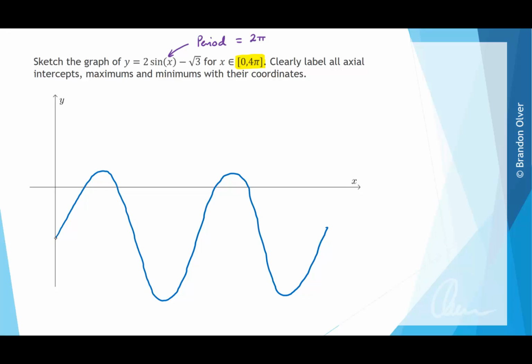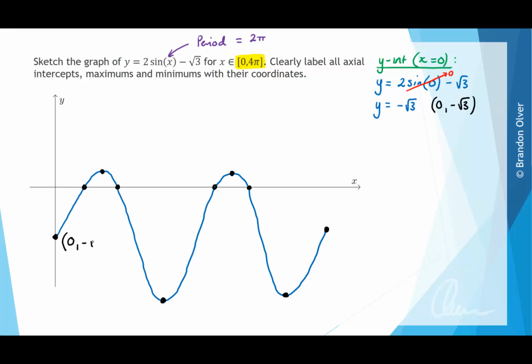And now our job is to go and find key features such as the y-intercept, the endpoint, the x-intercepts here, here, here, and here, as well as the maximums, which occur here and here, and the minimums, which are down the bottom of our graph. So we're going to start by finding the y-intercept, and the y-intercept occurs when x is equal to 0. So when x is equal to 0, our rule will become y is equal to 2 sine of 0 minus root 3. But we know that sine of 0 is just 0, so we know y is just going to equal negative root 3. Therefore, the coordinate of the y-intercept is going to be (0, minus root 3). So that's this coordinate here at (0, minus root 3).